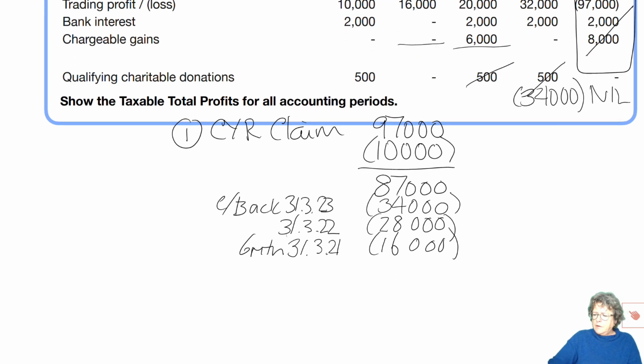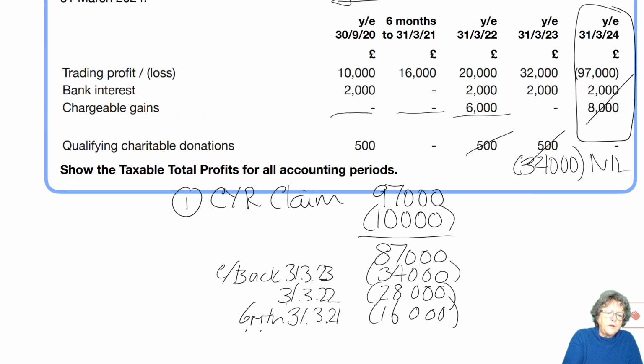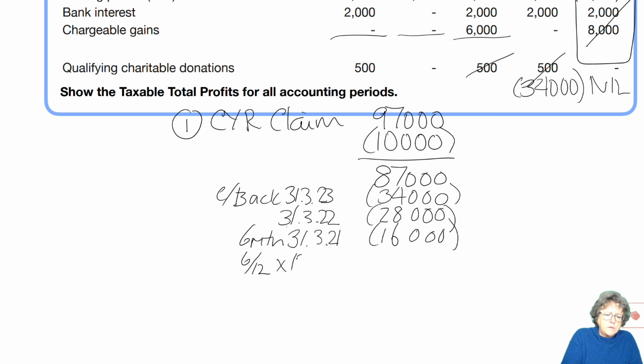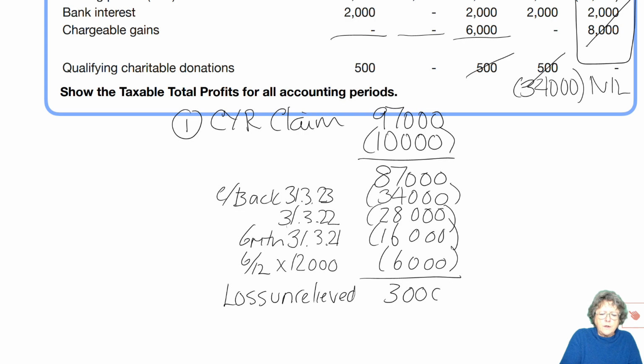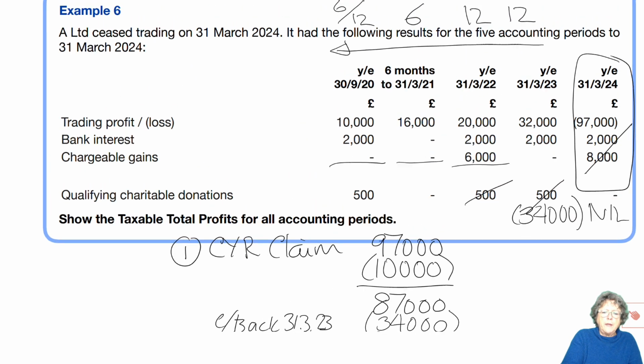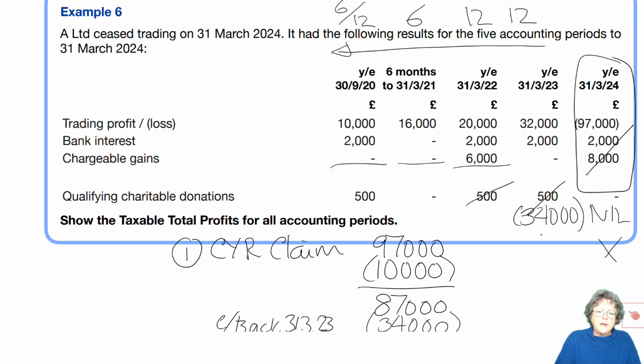And then we're allowed to carry back further still 6/12 of 12,000, which gives us 6. Now there is a loss that is unrelieved. We do all the maths on that, of 3. Can't do anything with that. So what would happen in reality is we wouldn't pay any tax in our final year. We would get a refund, a refund, a refund, and a partial refund of the tax that we'd paid in those periods of time.